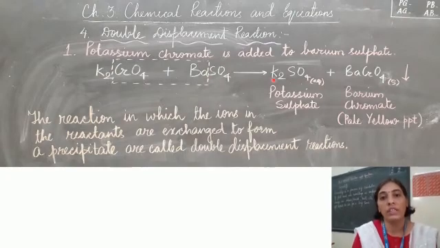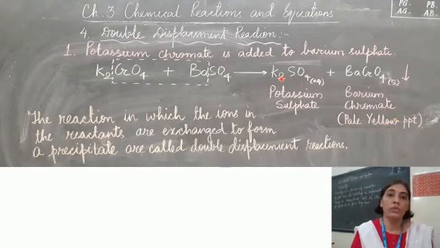So what products are we getting? We are getting potassium sulfate, which is an aqueous solution, and barium chromate, which is a precipitate, and that is indicated by a downward arrow, or you can even write solid because it is a solid insoluble substance. What is the color of this precipitate? The color of the precipitate is pale yellow. You have to remember the colors of the precipitates.